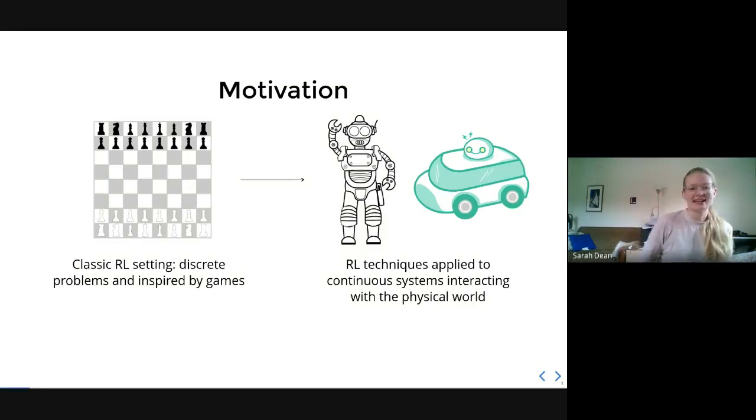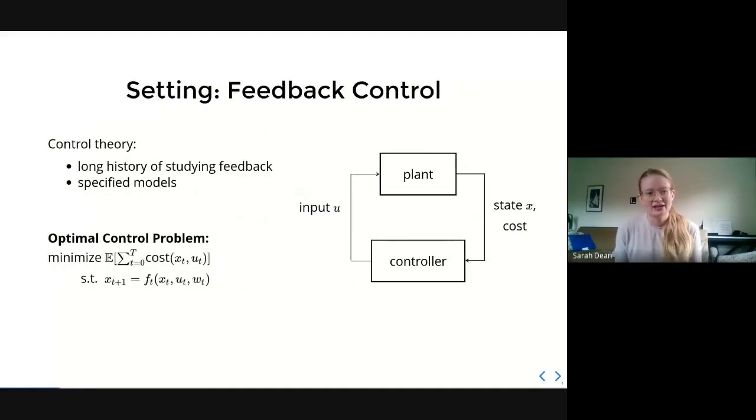So, like I said, the motivation for this work is that a lot of classic RL theoretical analyses and algorithm development has been focused on this discrete problem setting with a discrete state space, discrete action space, really inspired by gameplay. And we've seen a lot of really cool successes in reinforcement learning on games, precisely. And that has inspired this interest in applying methods more broadly to bigger real world problems. That includes things like self-driving cars or robotics, which are continuous systems that interact physically. And so we're no longer in this constrained gameplay setting. And that's why we're going to look at this setting of feedback control.